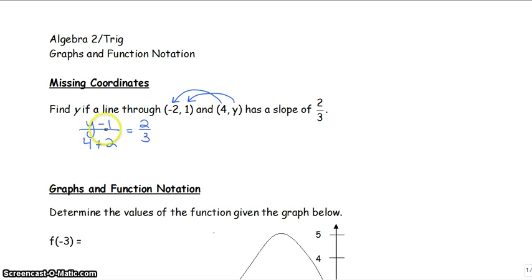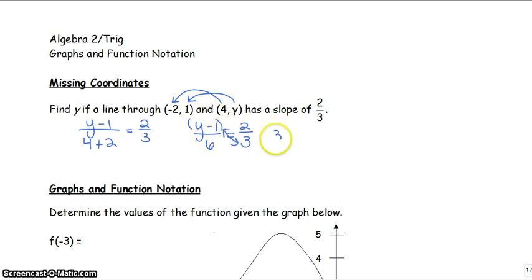Now y minus 1, we can't simplify that at all, so y minus 1 stays on top. 4 plus 2 gives us a 6 on the bottom. And we set that equal to our 2/3. Now what we have here is a proportion. So we're going to cross multiply.